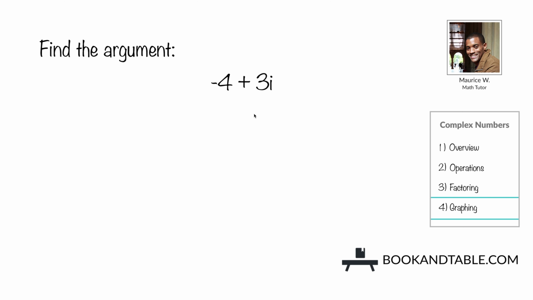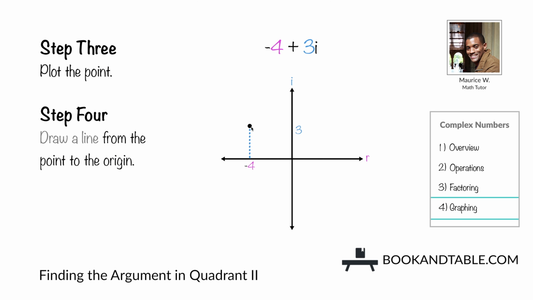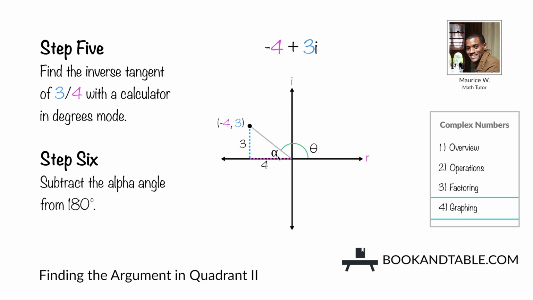Let's take a look at -4 plus 3i. If you're asked to find the argument, step 1, go to -4 on the real axis, step 2, draw a dotted line up to 3 on the imaginary axis, and then plot the point. Step 4, draw a line from the point to the origin. So we have our right triangle, and this angle here is our alpha angle, which means our right triangle has an adjacent side to the alpha angle that has a length of 4, the real number, and an opposite side equal to 3, the imaginary number. Now that we have this right triangle, we know that this angle here is our alpha, and the remaining angle along the real axis would then be our theta, or our argument. So we'll first need to calculate the alpha angle using the inverse tangent of the opposite side over the adjacent side, which would be 3/4.